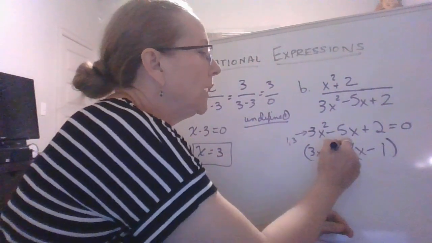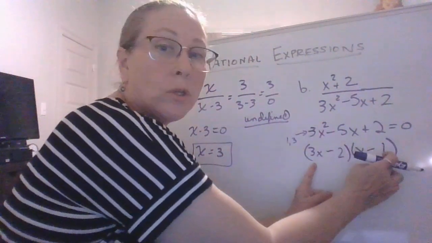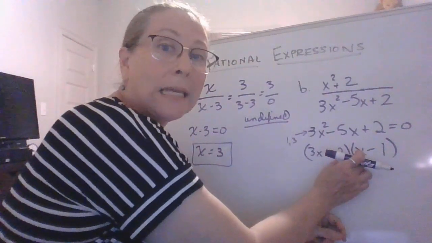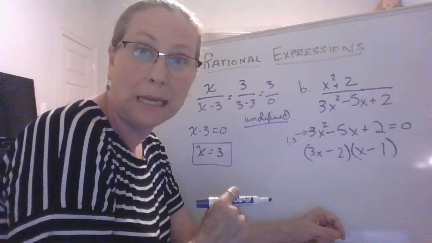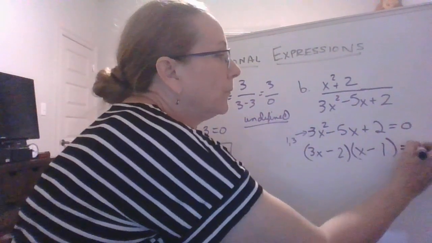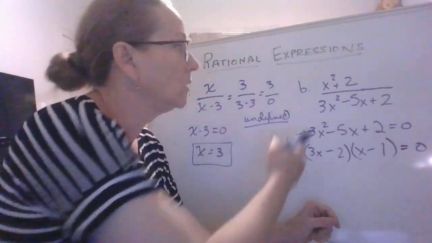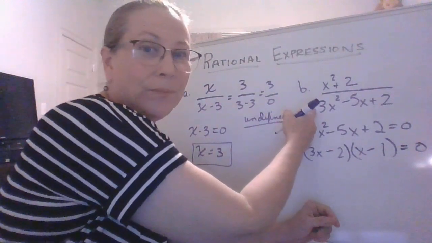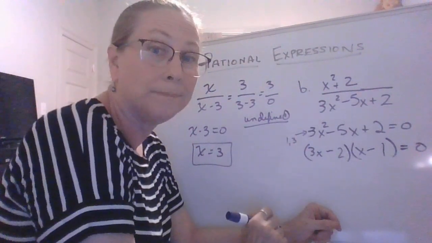If I put my 2 here, my outer term is -3, my inner term is -2. That does add up to -5, my outer and inner terms. Therefore, these are the 2 terms for my denominator. Those are the 2 products.